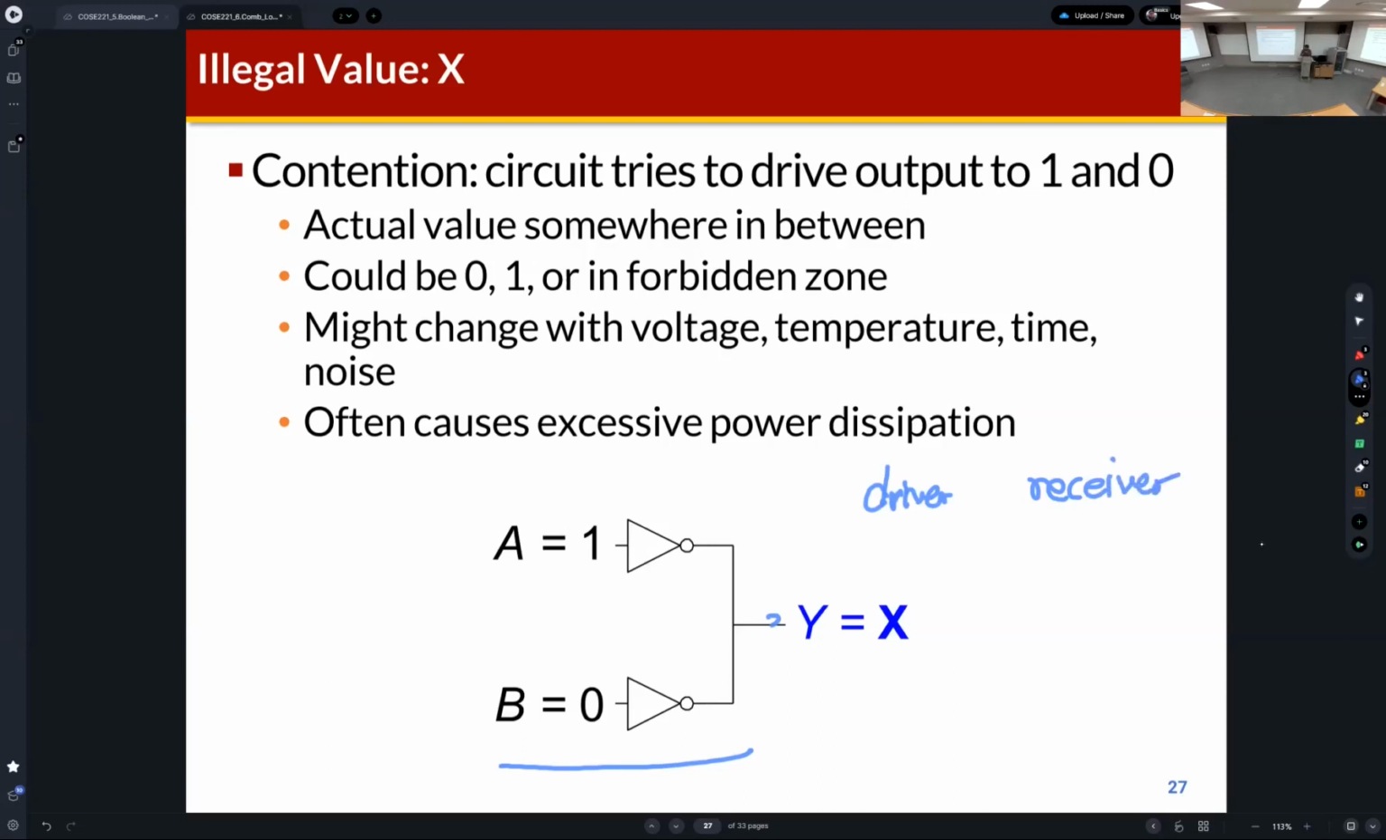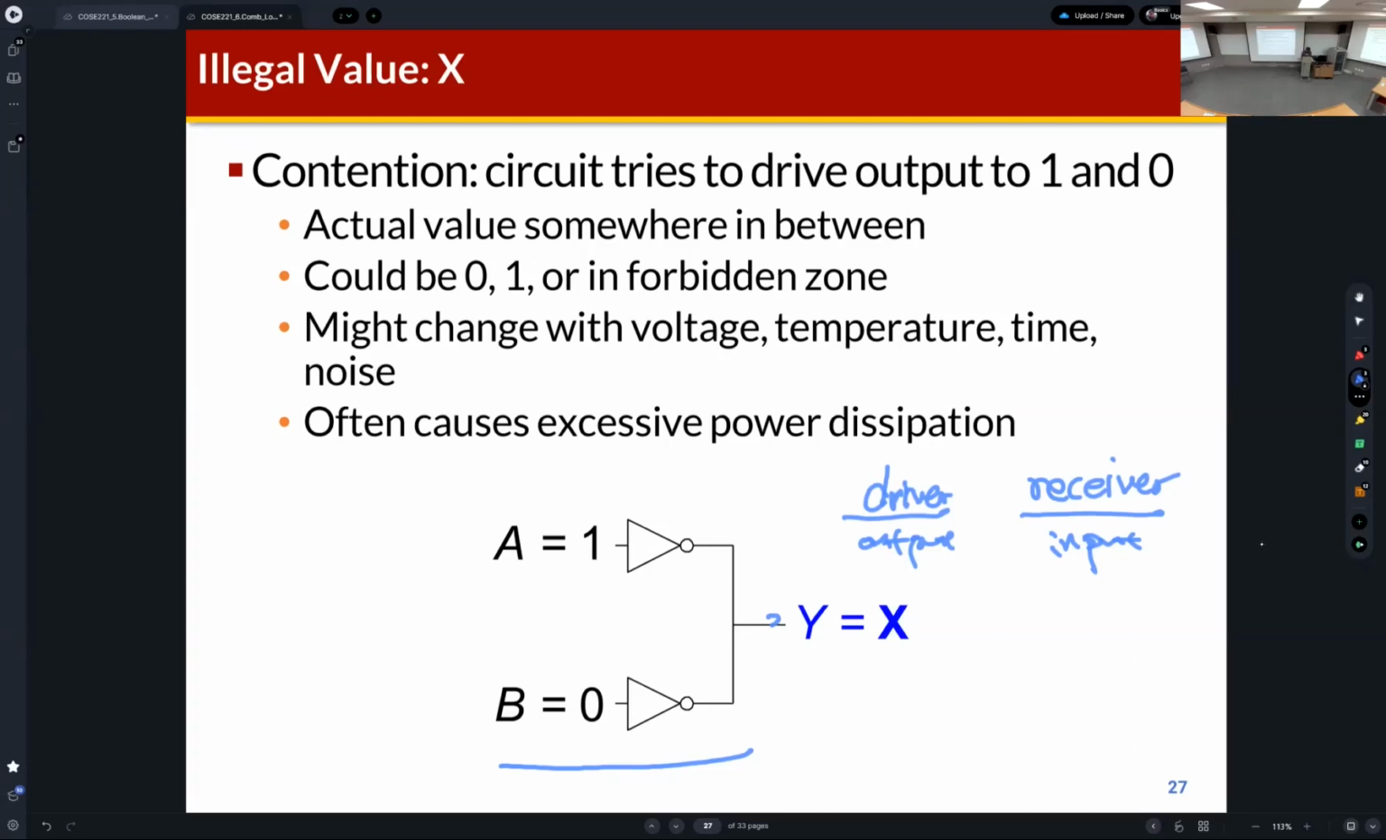Driver means the output. Receiver represents the input. The driver generates the output signal by changing the voltage level of the output wire. Okay, this is the driver. So the driver generates the output signals 1 or 0. Then the receiver receives the output signals from a driver. Okay? So what's the problem?